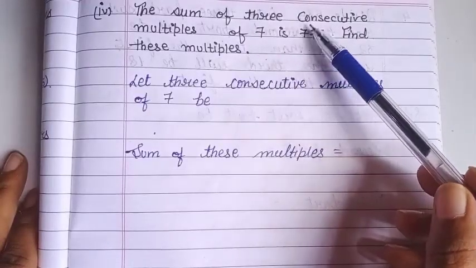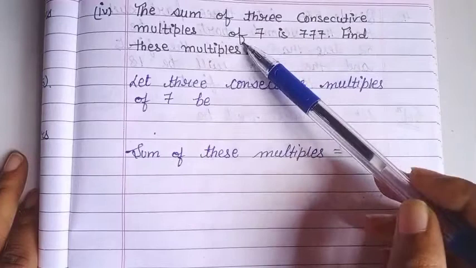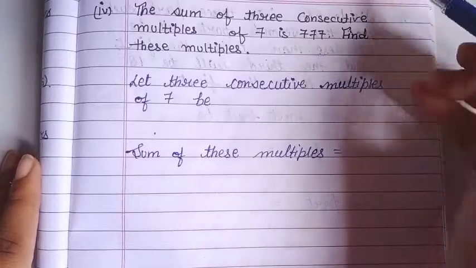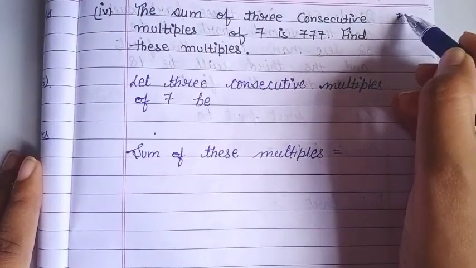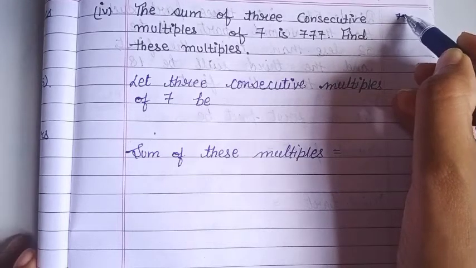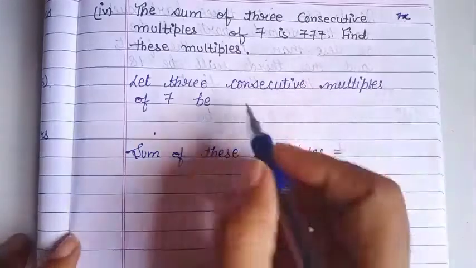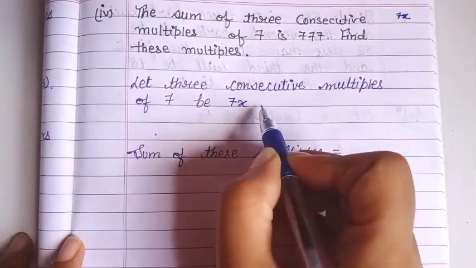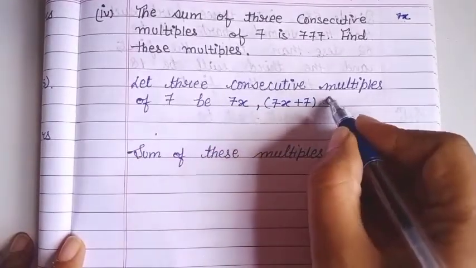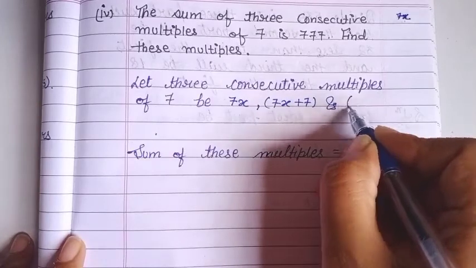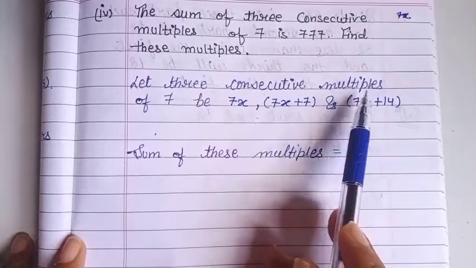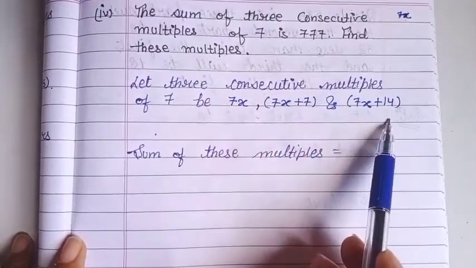Next, the fourth part of question number 3: the sum of three consecutive multiples of 7 is 777. Find these multiples. Students, a multiple means a number which is divisible by 7. Those numbers which are divisible by 7 are multiples of 7. So let the first multiple be 7x, the second will be 7x plus 7 and the third will be, adding 7 more, 7x plus 14, right?